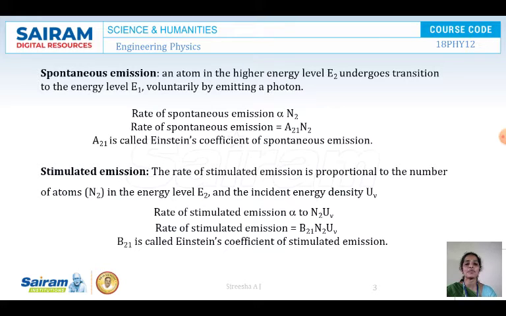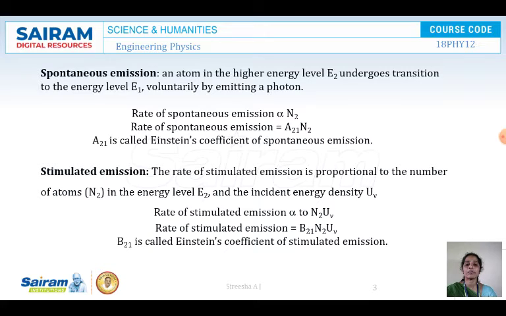N2 is the number of atoms in the energy level E2 and U nu is incident on such a system. Without U nu, an atom in state E2 cannot come to the lower energy state. Because of the incident energy, some external photon is instigating the atom to come to the lower energy state. So the rate of stimulated emission is proportional to N2 and U nu.